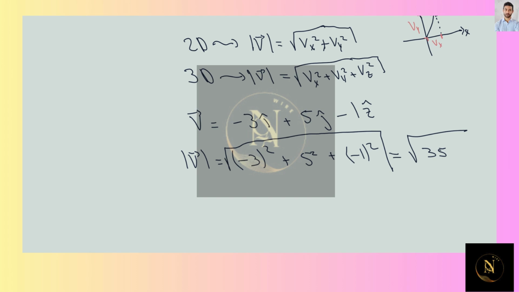So this is going to become the square root of 9 plus 25 plus 1, so 35. The size of this vector, just reducing the result, is going to be equal to the square root of 7 times the square root of 5.